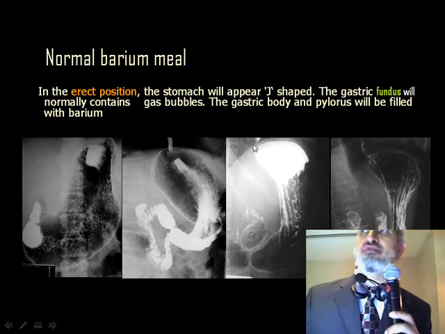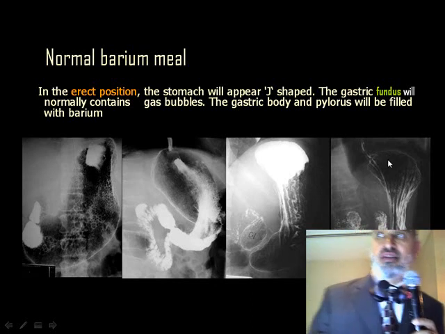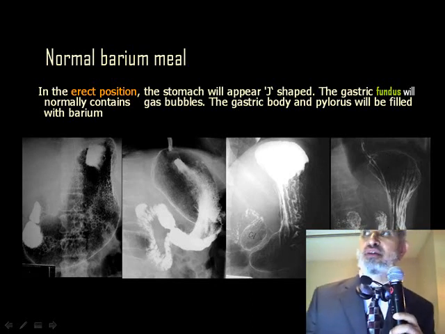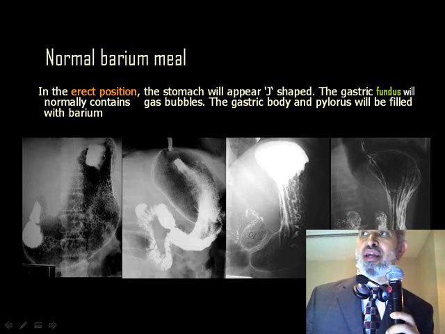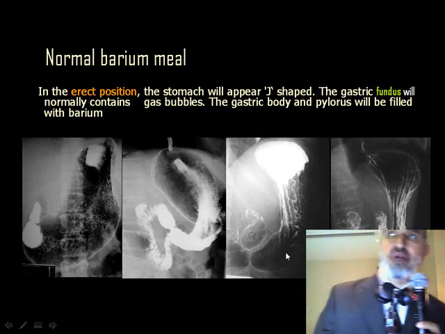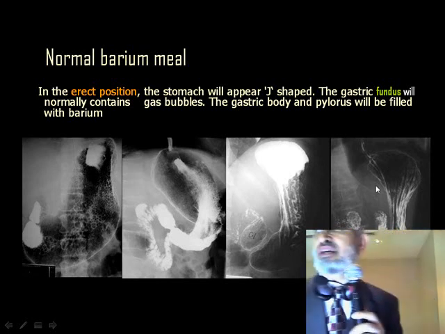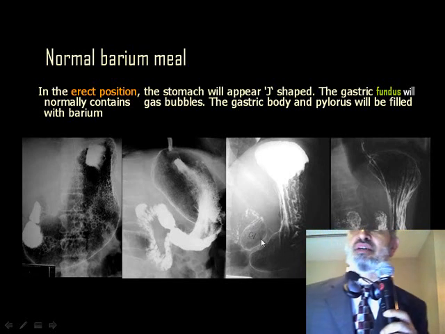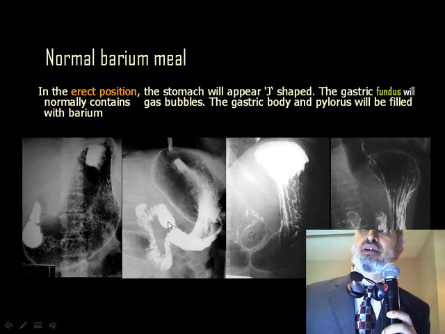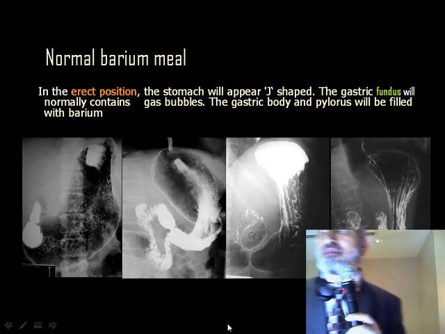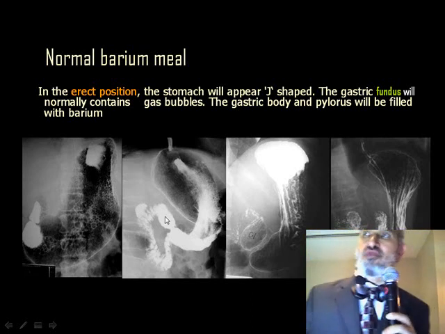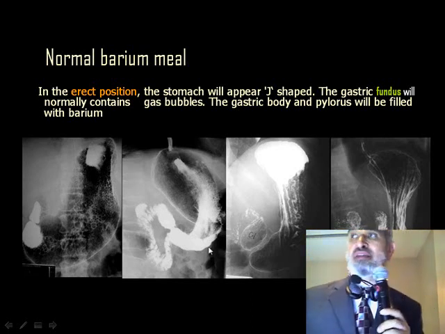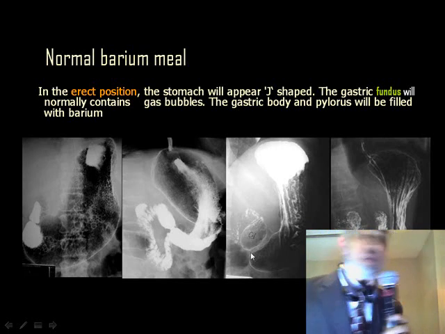You see the fundus of the stomach filled with barium once and filled with air another time. The gastric body and the pyloric canal filled with barium, then empty of barium, and so on. You see here the duodenal cap, which is filled with air, and you see here the duodenal cap, which is filled with barium. This for contour abnormalities, and this for mucosal abnormalities.